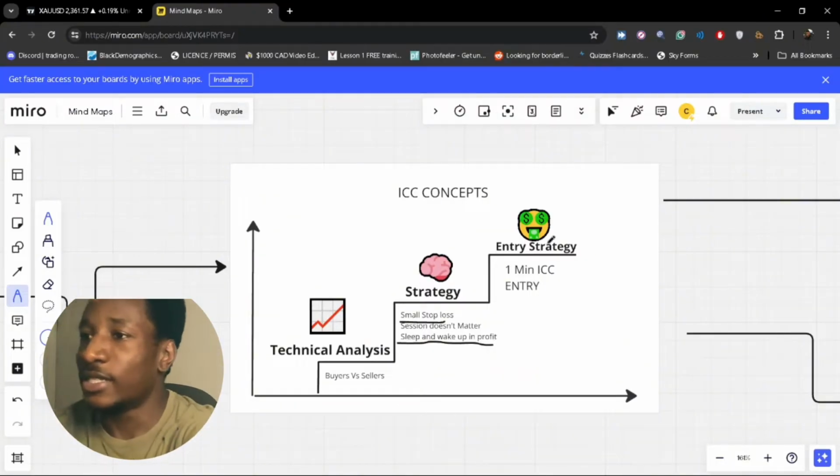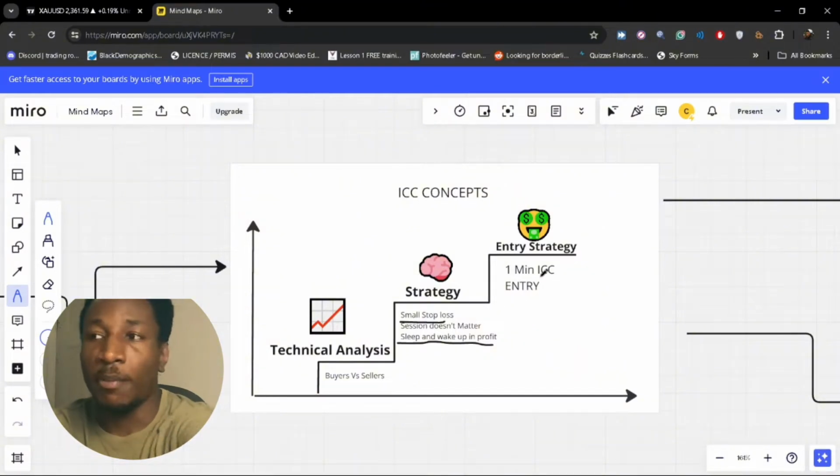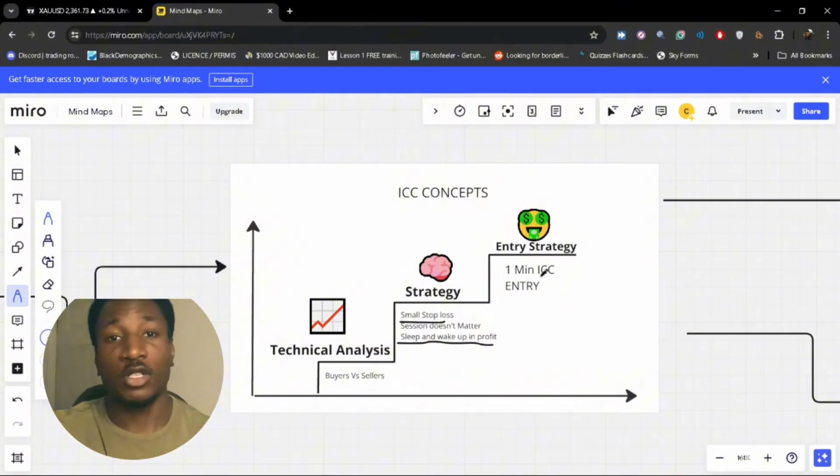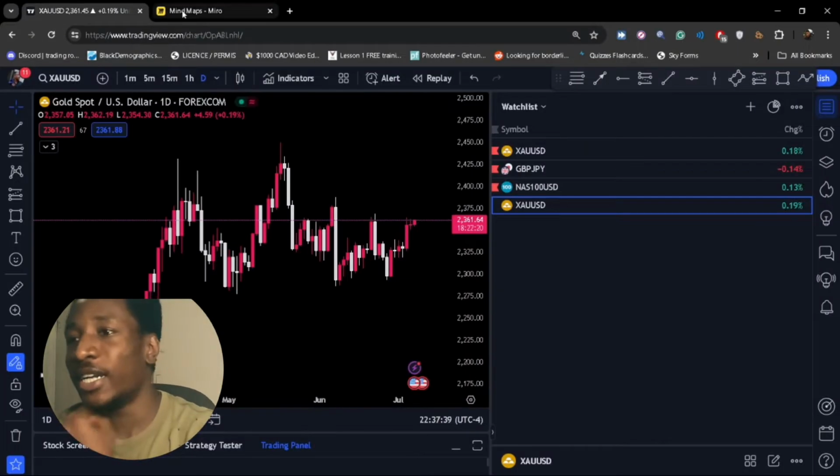And then guys, the third step is going to be the ICC entry. Basically guys, I was able to find my entries in the 1 minute time frame. That is why I was able to use a very small stop loss. So guys, let's jump straight into the charts and analyze this.